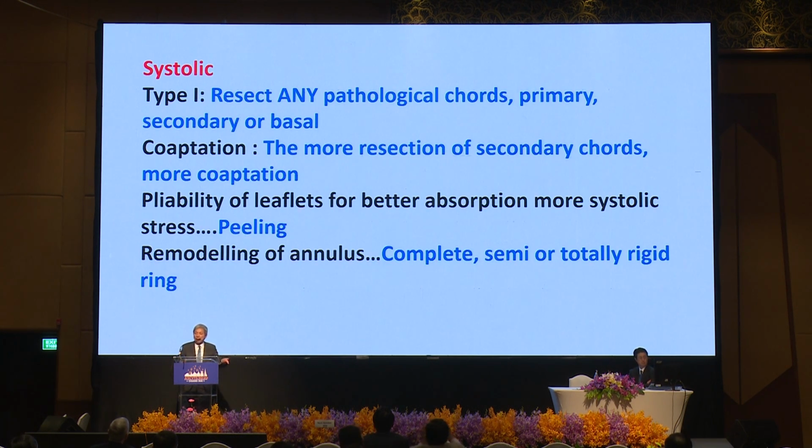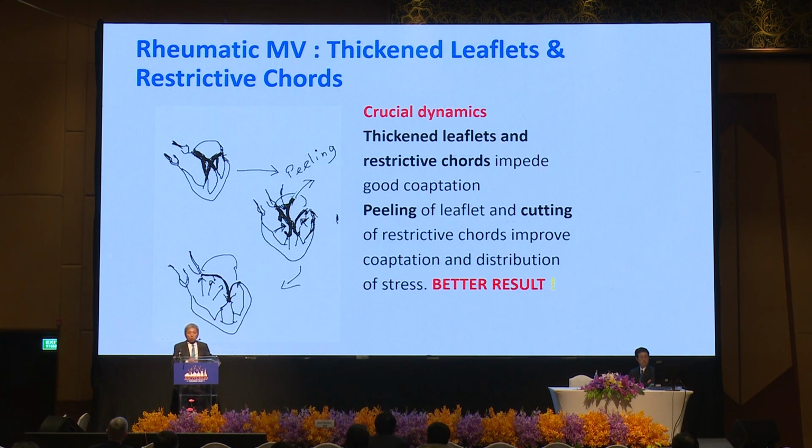So type 1, resect any restrictive cord. Coaptation must be achieved by resecting secondary cord, pliability, and remodeling of the annulus. Complete, semi, or totally rigid rings come to play, depending on the pathology of the annulus. And when it's systolic, you have to peel it, you have to cut it, you have to use the coaptation so that it bulges up, provides the angle for coaptation, and better coaptation comes back.